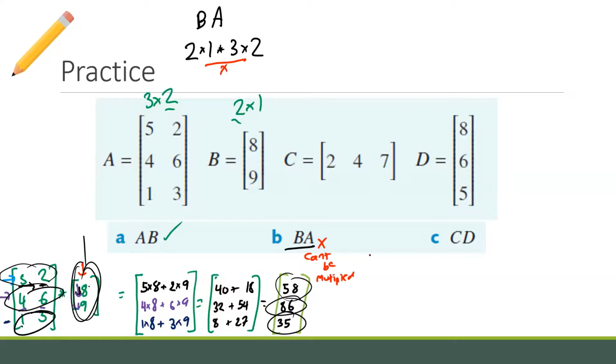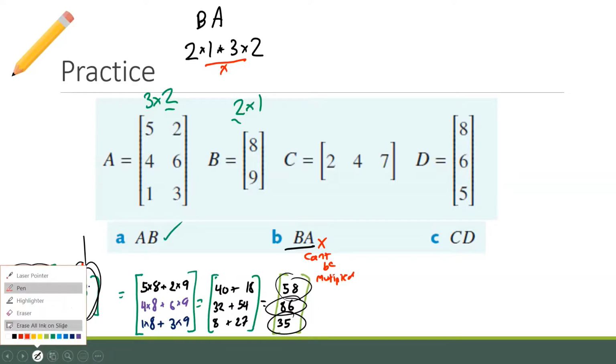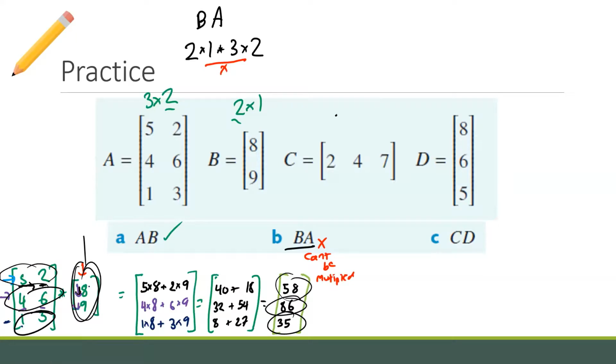For our last one, this is going to be a bit of a doozy, so strap yourself in. We're going to do C times D. Now C is a 1 by 3 matrix, and D is a 3 by 1 matrix. So that means these two numbers are the same. We could do C times D or D times C. The resulting matrix is going to be a 1 by 1 matrix, so it's actually going to be pretty easy to do. Let's give this a crack.